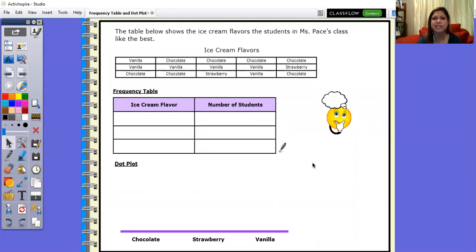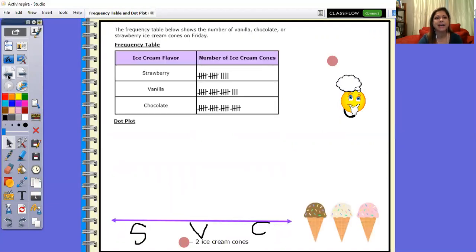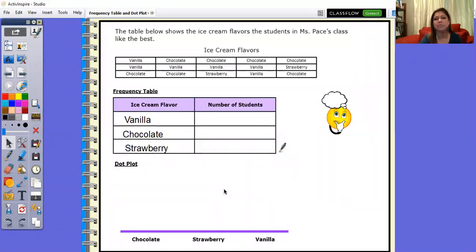I've got some information here about the favorite flavors that the students in Ms. Pace's class voted for. I see that they've already labeled my two sides. I have ice cream flavors and number of students. This is the frequency table. Here is where I'm going to write down the names of the flavors and put a tally mark. So it's going to look like this because I have vanilla, chocolate, and strawberry.